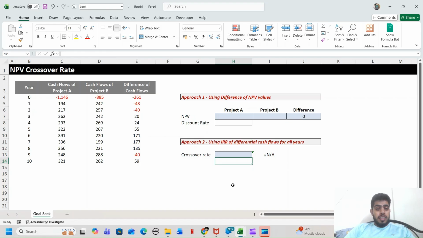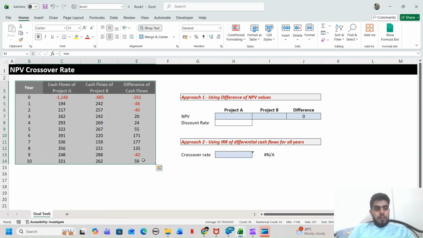My name is Sachin and in this video we are going to learn goal seek functionality. So let's start, guys. In front of you we have taken two projects, project A and project B, and their respective cash flows also we have taken. So the idea is which project we need to select based on NPV we need to derive.